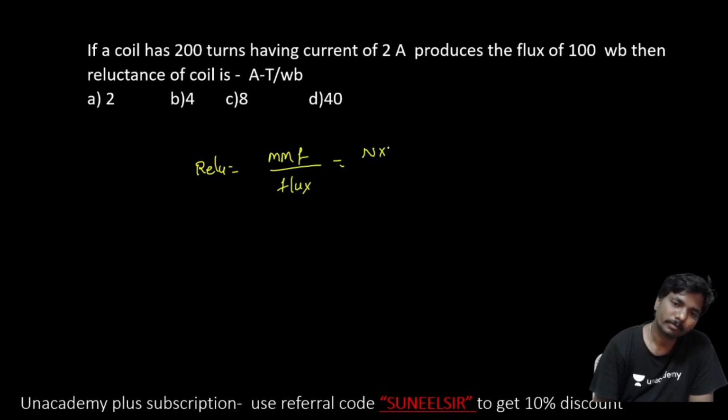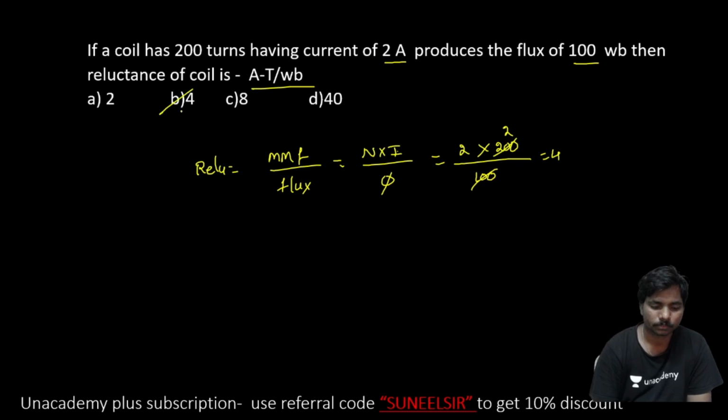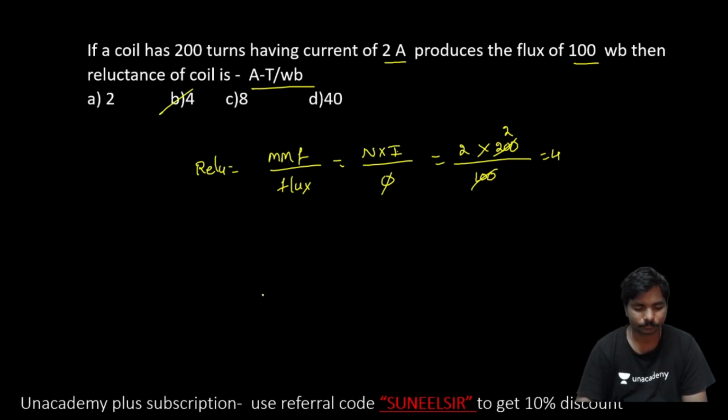MMF is the product of number of turns and current, and reluctance is MMF by flux. Here the unit is given as ampere turn per Weber. Current is 2 amps, number of turns is 200, and flux is 100 Weber. So 100 once, 100 twice, you can say 4. The answer is 4.